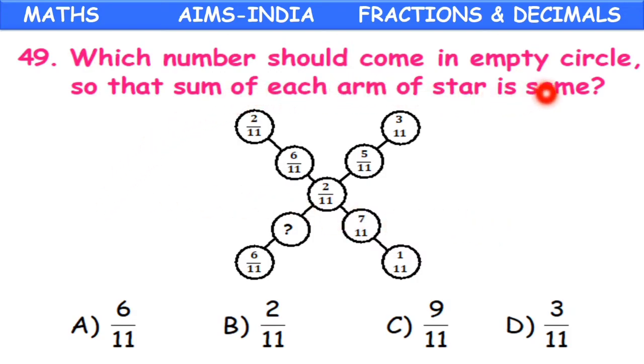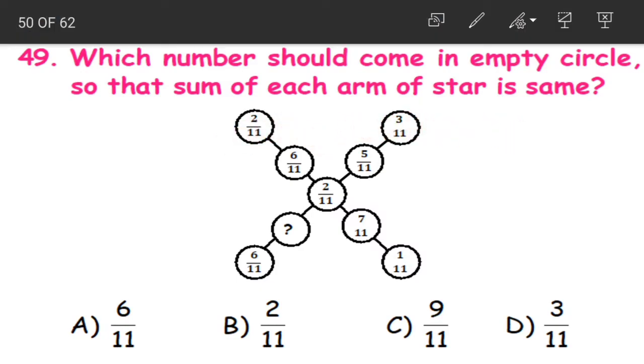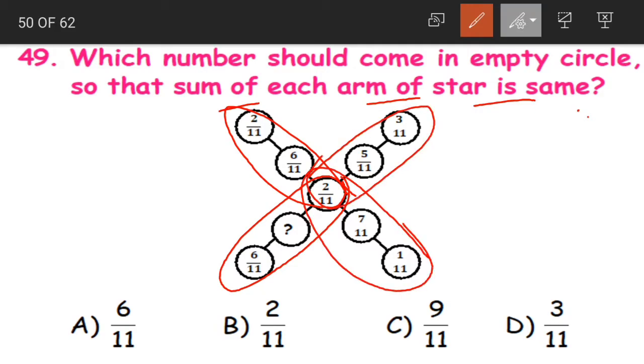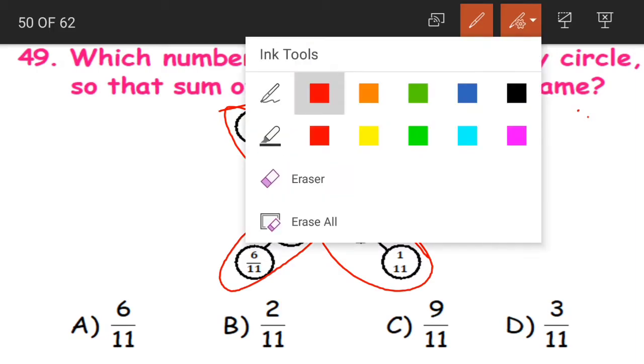Next, question number 49. Which number should come in the empty circle so that the sum of each arm of the star is the same? So what are they saying? The sum of each arm of the star is the same. This is one arm, this is one arm, this is one arm, and this is one arm. So the star has 4 arms in total, and the sum of each arm is the same.